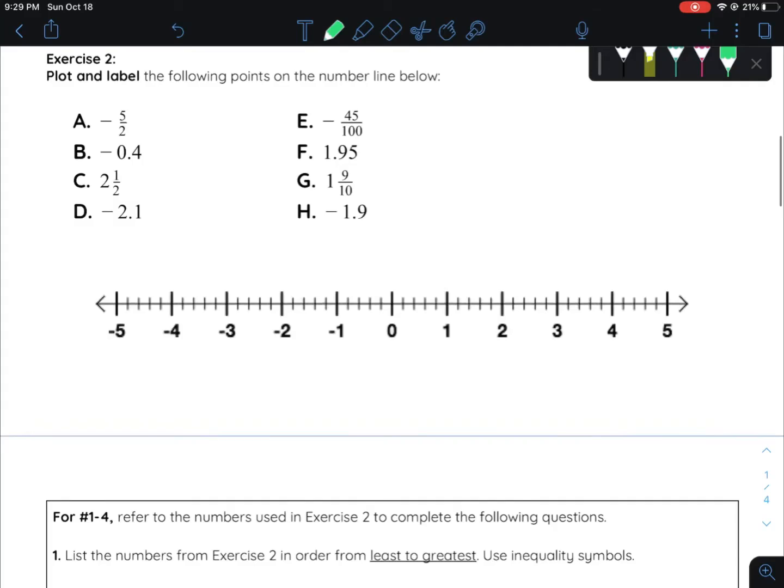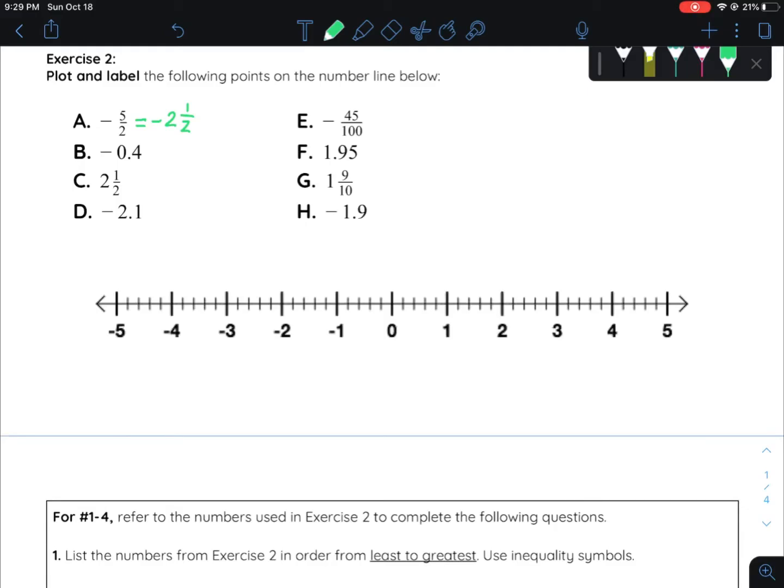So on your notes, you can skip it. So plot and label the following points on the number line below. Anytime you see an improper fraction, like in point A, you got to change it to a mixed number. So keep it negative. 2 goes into 5 twice with 1 left over, 2.5.